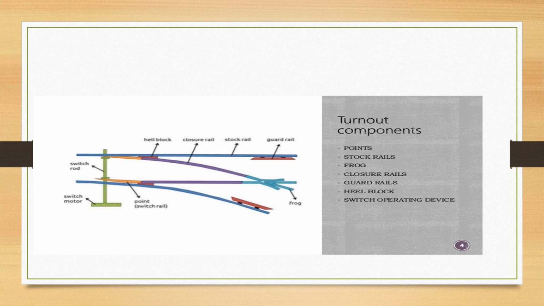E. Two check rails. The function of these rails is to check the tendency of wheels. F. Stretcher bar. The function of the stretcher bar is to connect both the tongue rails together so that the tongue rails move through the same distance while changing the points.